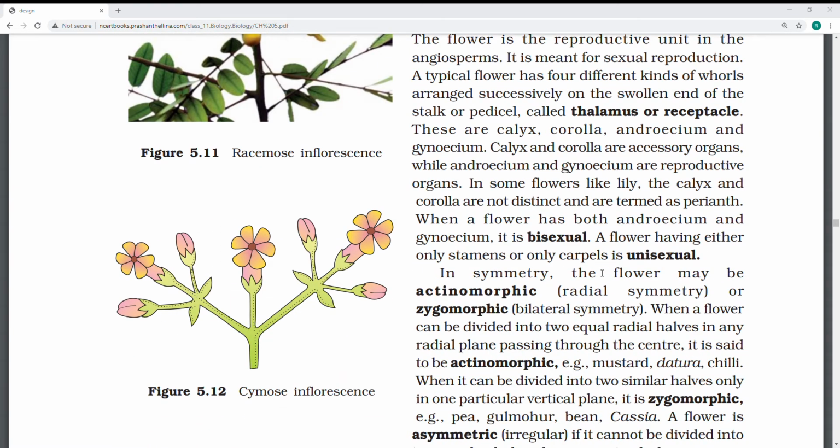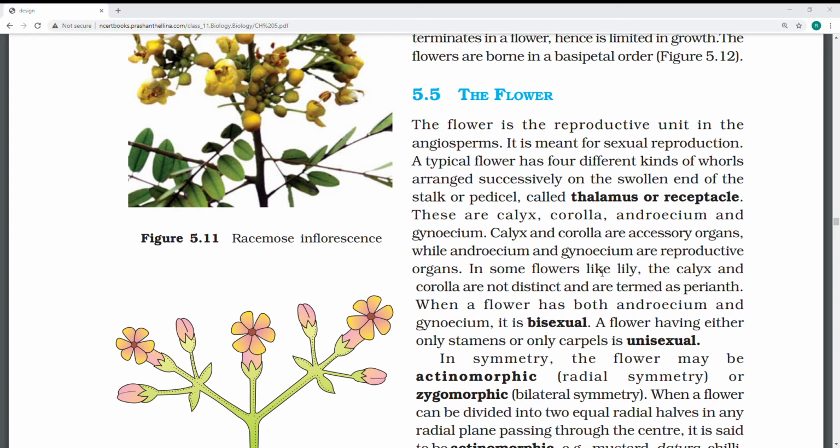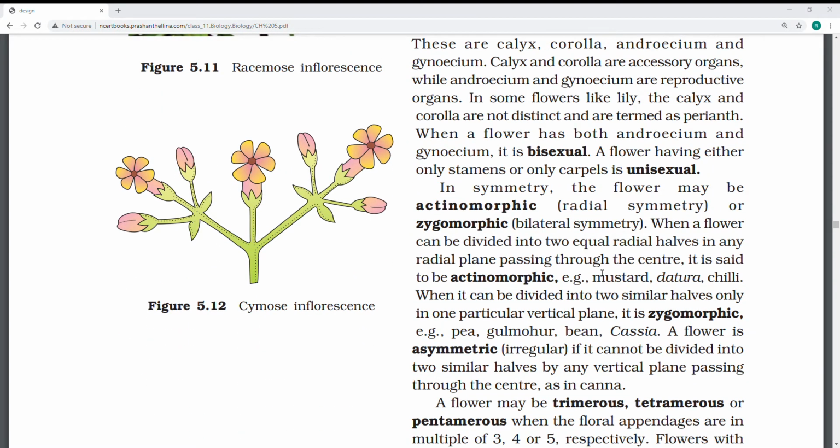See, even in the diagram here, they have given the cymose inflorescence. The young flower is shown on top. That is the cymose. In cymose also, the older flowers will be on top, but the development of flowers will be in basipetal succession. The types will be spike, and for cymose, the simple cyme, monochasial cyme and so on.